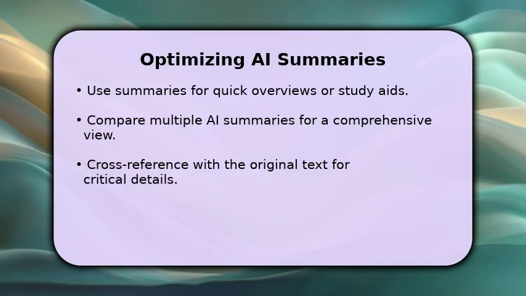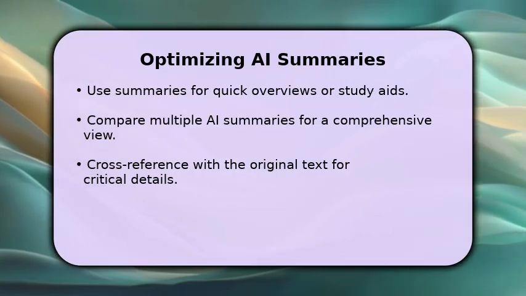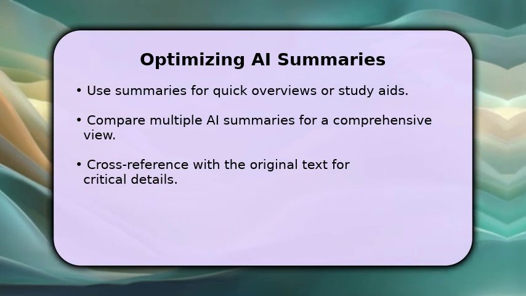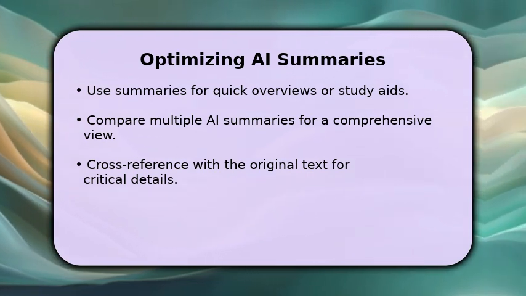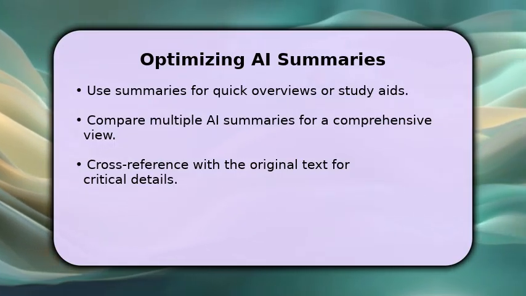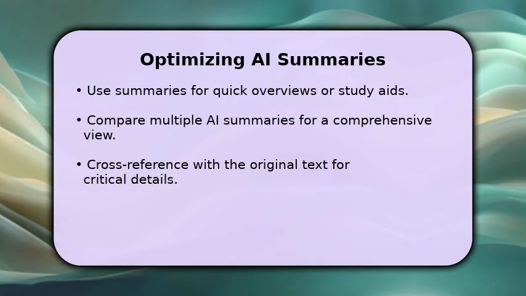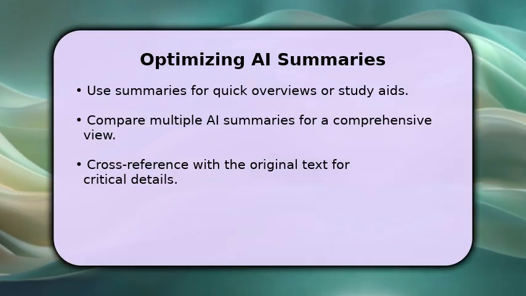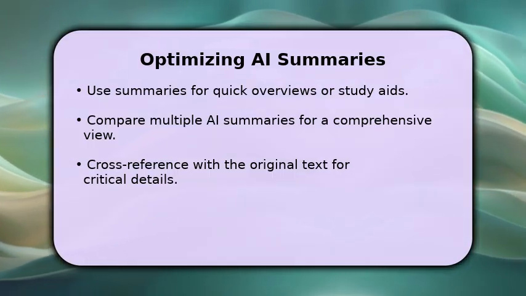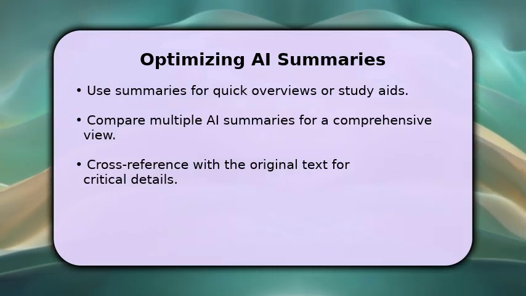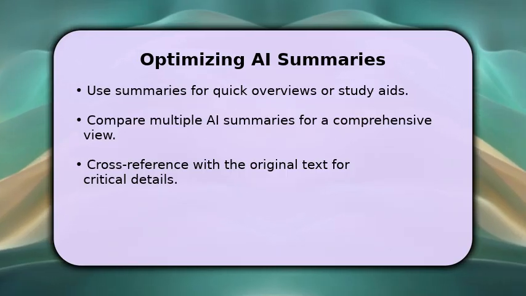To get the most out of your AI-generated book summaries, use them strategically. They are excellent for gaining a rapid overview of a book's content or as a study aid to reinforce key concepts. For a more robust understanding, consider generating summaries from 2 or 3 different AI tools and comparing their outputs. Always remember to cross-reference any critical details with the original text to ensure complete accuracy and avoid misinterpretations.